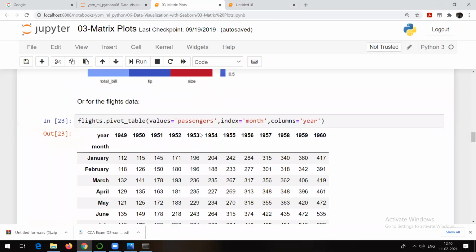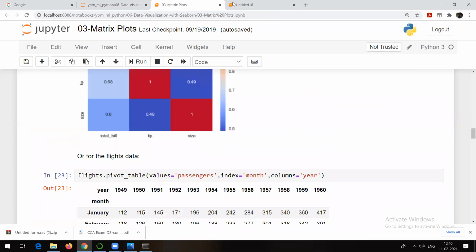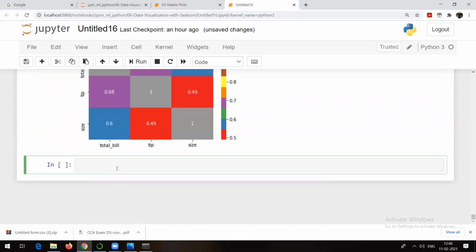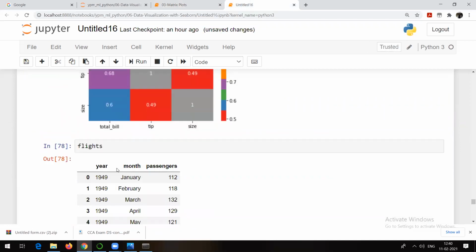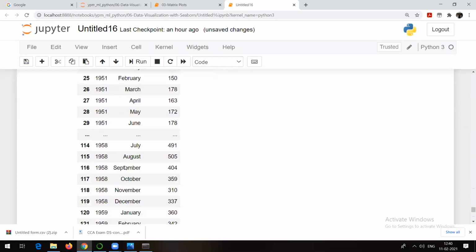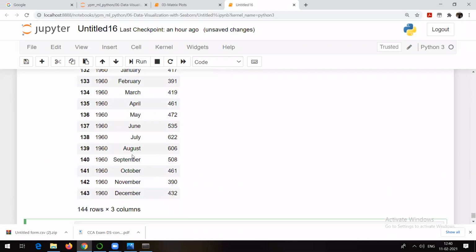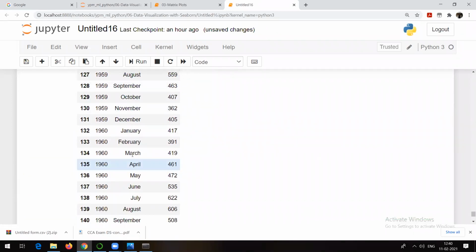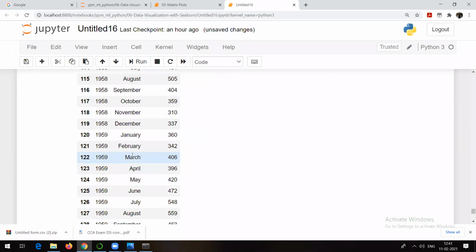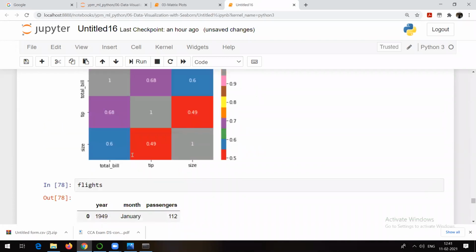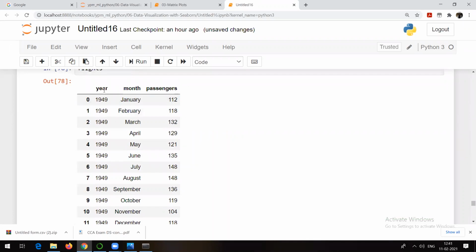Now let's try to talk about the flights dataset. If I show you this flights dataset, it looks something like this. Now you can check that there are only 3 columns and the number of rows is more. So what you can do in this kind of dataset is see the same dataset but from a different angle. For example, as I can see that the number of rows is more, what if I try to look at this data in such a way that the number of rows will be less?